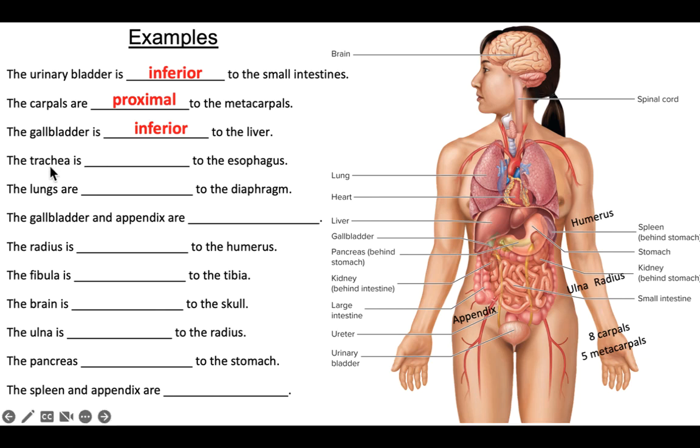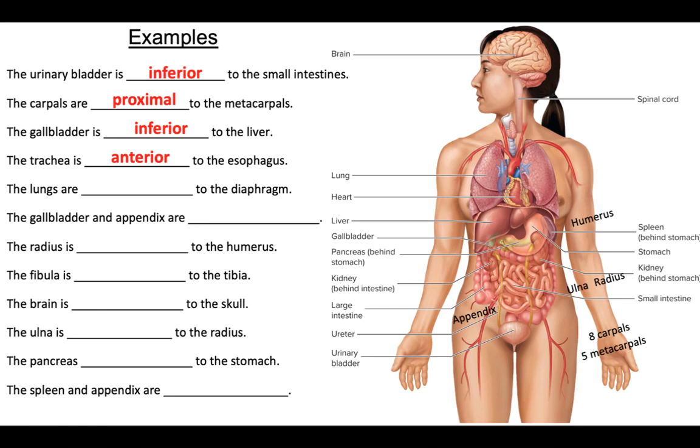Next one, trachea and esophagus. So the trachea is your windpipe. It's going to transport air down towards your lungs. So that's this tube here. The esophagus is for food. And notice that this is not in the anatomical position, but if you notice, your trachea is here. Your esophagus is going to be sitting behind it. So the trachea is anterior to the esophagus. Your trachea is in front of the esophagus.